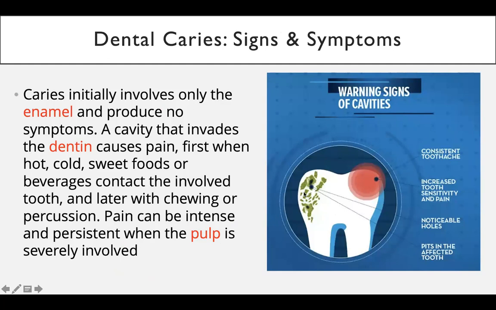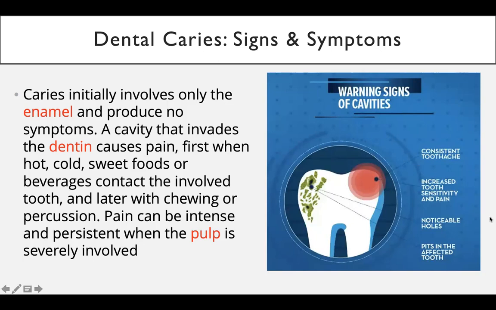So pulpitis. So here we have warning signs of cavity: consistent toothache, increased tooth sensitivity and pain. It means dentin is involved, right? And it is going towards the pulp. And if the pulp is involved, then we have pulpitis, which is painful. We can have abscess, periodontal disease, periodontitis, which is also painful. So we don't want to reach that.